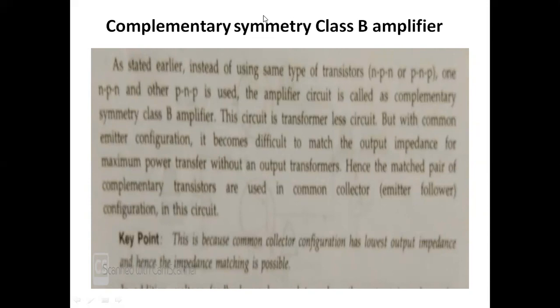Instead of using the same type of transistors, we are using two different types of transistors. That is, one is NPN, another one is PNP. That type of class B configuration is known as the complementary symmetry class B power amplifier. Whereas in the push-pull amplifier, we are using the same type of transistors, either NPN or PNP. Two transistors may be NPN or two transistors may be PNP. In this case, one is NPN, another one is PNP.